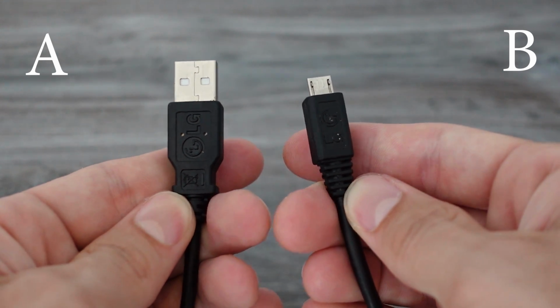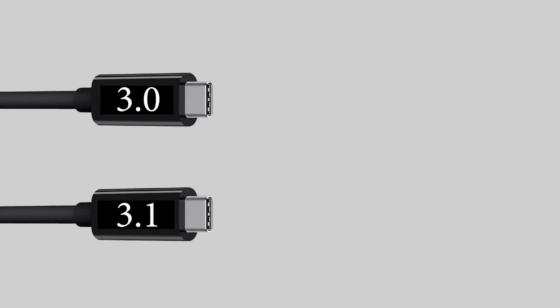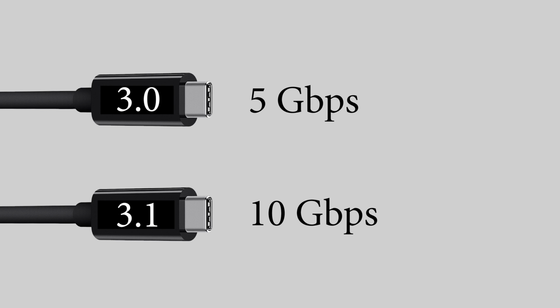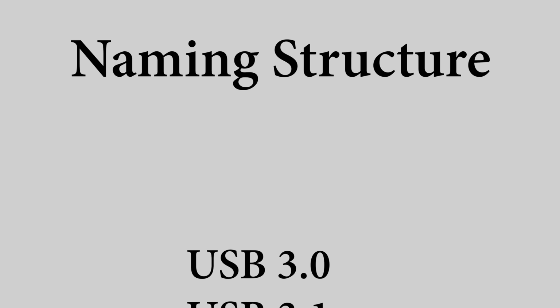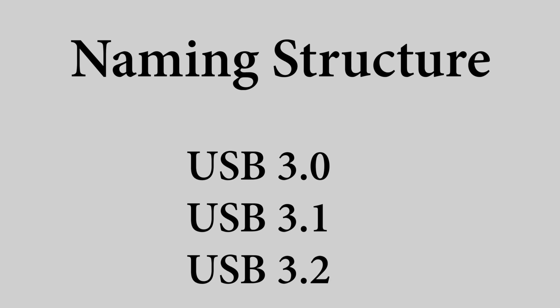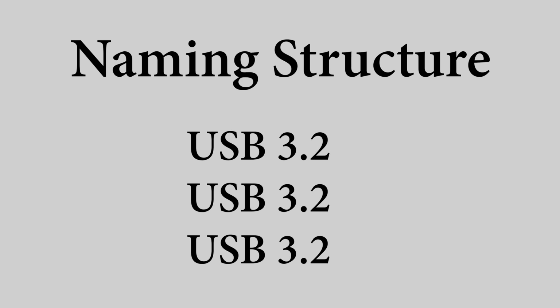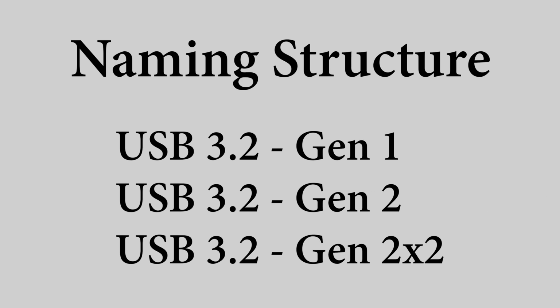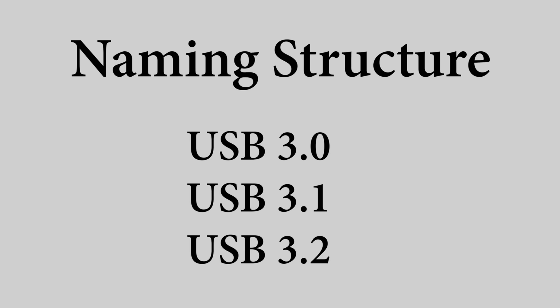Typically, you'll find most Type C connectors run on USB 3.0 or 3.1 standard, which can pump out 5 gigabits per second or 10 gigabits per second, respectively. Side note, the entire naming structure has changed, so they're no longer calling it USB 3, 3.1, and 3.2, but now all USB 3.2, and they are Gen 1, Gen 2, and Gen 2 times 2. For this video though, we will be keeping the old naming scheme just so we don't go crazy.